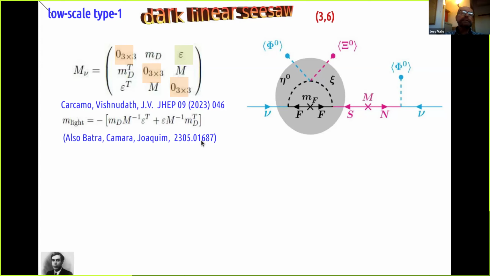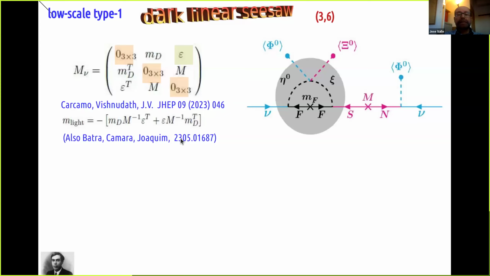And in fact, for this linear seesaw, there is more than one UV complete realization. This is one which is published in JHEP. This is another realization by our Portuguese friends, which is published now in Physics Letters, and there may be more. So these are totally different theories.